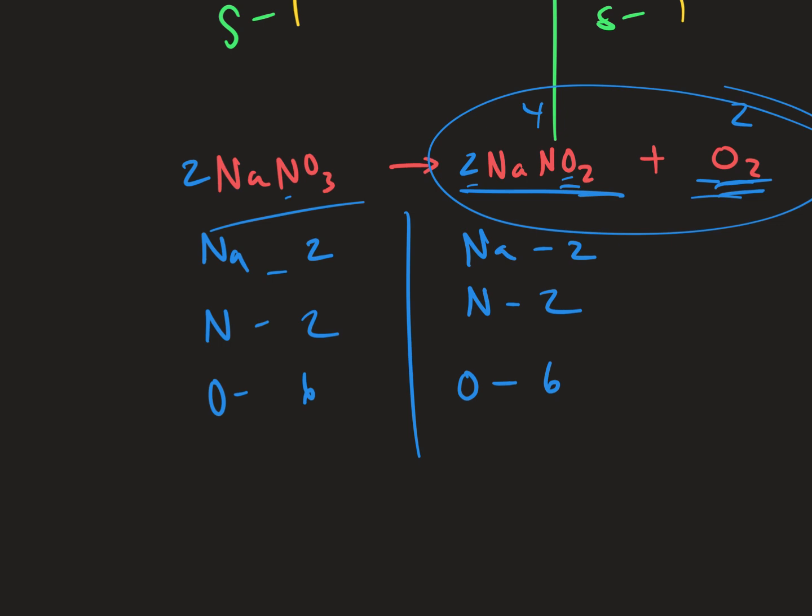How'd you get 6 for oxygen? How'd I get 6 for oxygen? Here we go. So 2 times 3, that's 6. And over here you have 2 times 2, that's 4, plus 2, that's 6. Good? Sorry, I didn't really count those. I just said, okay, we got that, right? Sorry about that. Any other questions?